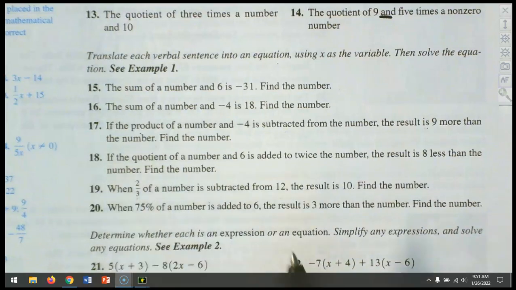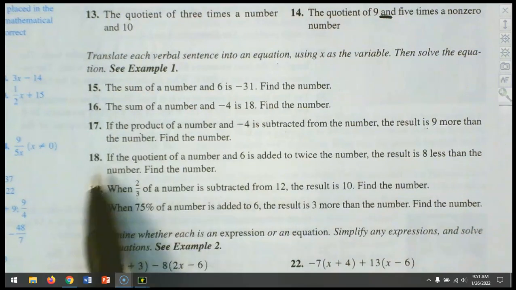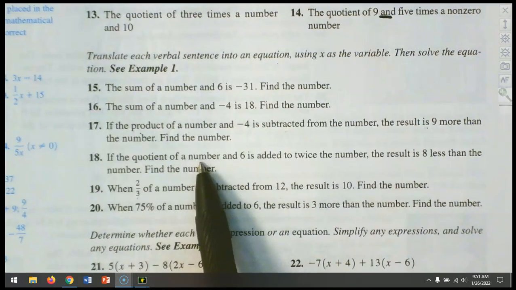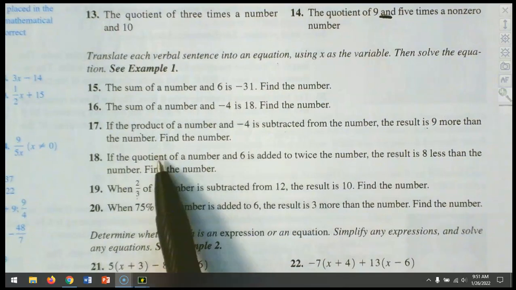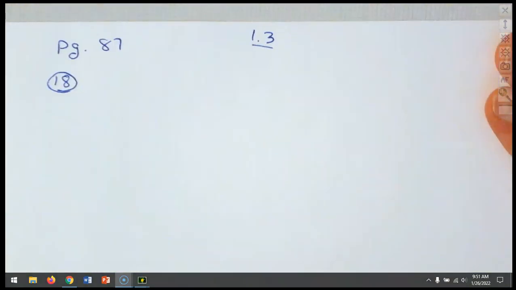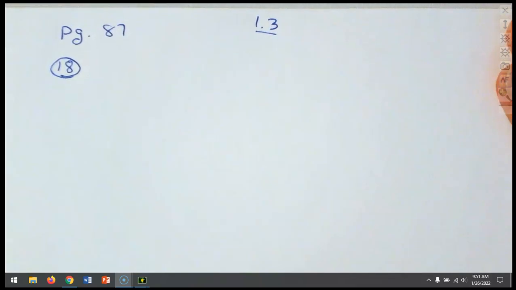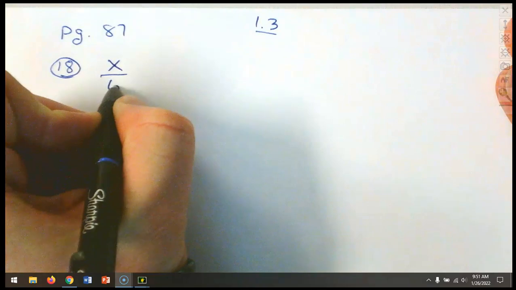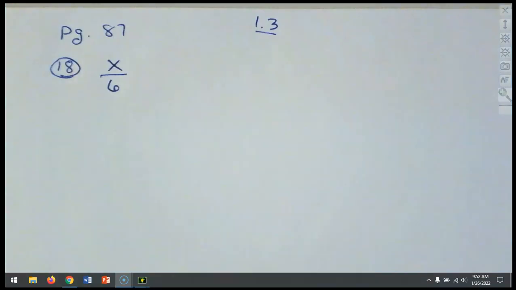So what are we looking at on this one? We are looking at the quotient of a number and 6. So let's start with that. Number and 6. So what would that be? Quotient of a number and 6. Do we know the number? No. So quotient means what? Quotient means divide. So the quotient of a number and 6 would be x over 6. So there's that piece.